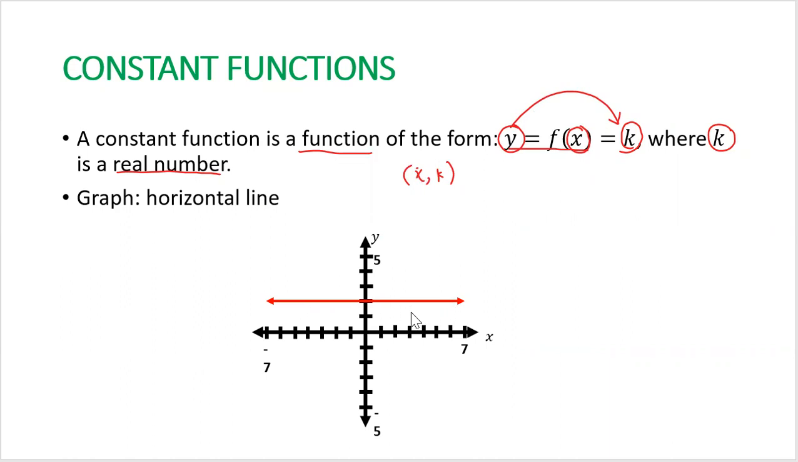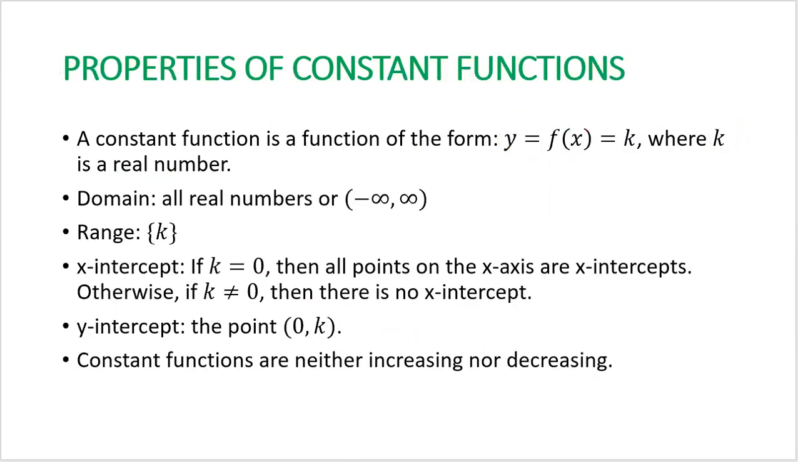into a horizontal line. Now the properties of constant functions: its domain is the set of all real numbers. Since the graph of a constant function is a horizontal line, its graph extends indefinitely to the left and extends indefinitely to the right. So which means that it covers every value on the x-axis. So that's why the domain is the set of all real numbers, or in interval notation, we write it as negative infinity comma positive infinity.